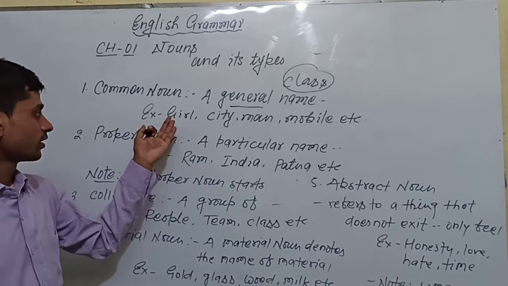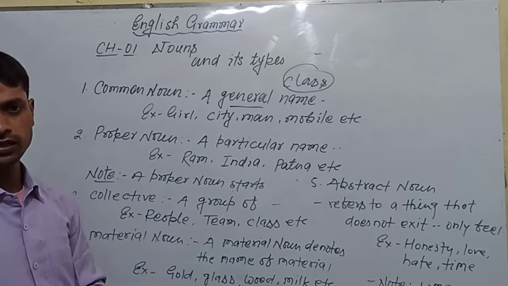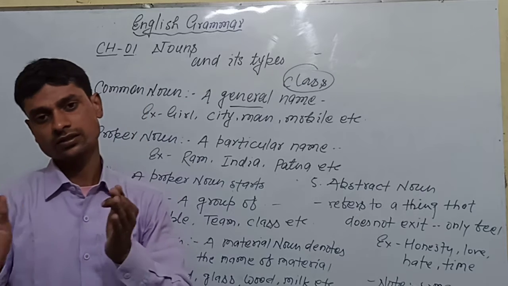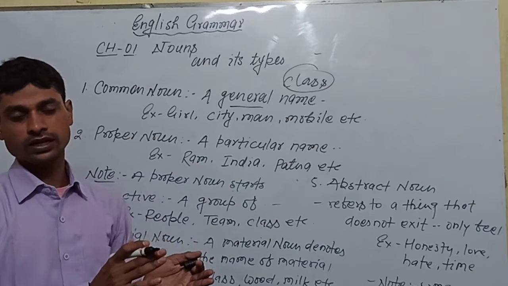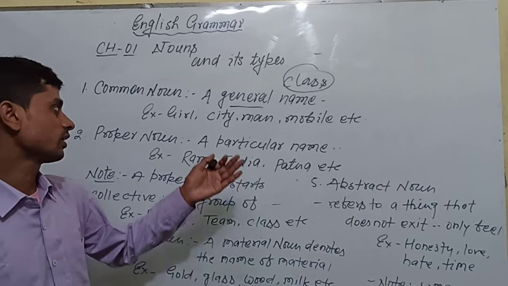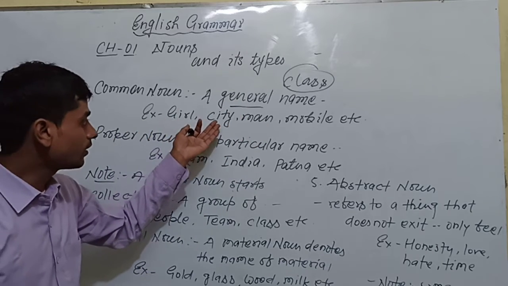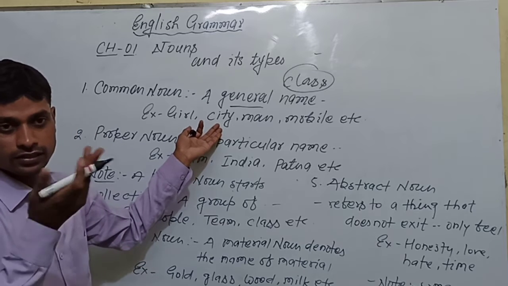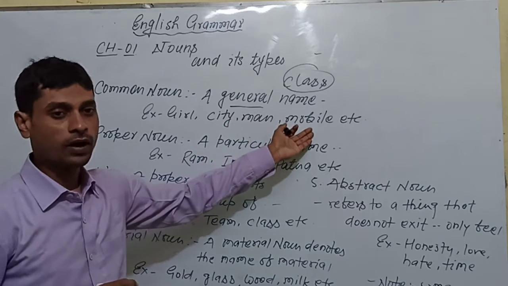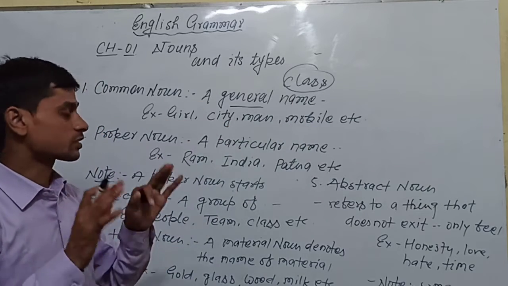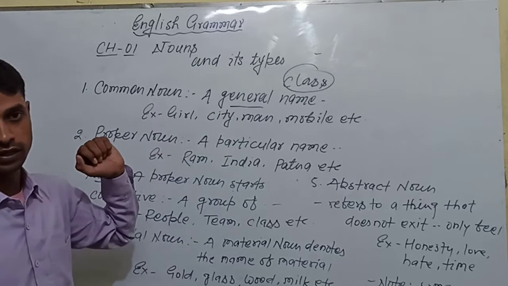For example, girl. Girl is a class. Class means एक जाति. Suppose in human beings there are 2 classes, boys and girls. 2 तरह की क्लास होते हैं ह्यूमन बीइंग्स में. एक गर्ल्स का होता है, बॉयज का होता है. So a noun which indicates a class is called a common noun. For example, girl. And just like in places or in things, there is also a class, like man, mobile. Until there is no specific name, that indicates the class, and that is called a common noun.